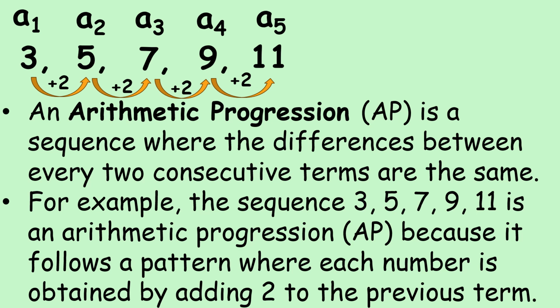Sometimes the difference may be positive, because now we are adding. In some other cases, the common difference might be negative. But provided it is an equal amount, we still have an arithmetic progression. For instance, here we have a common difference of +2. In other cases, we can have a common difference of -2. As long as that pattern is consistent with the sequence, we call it an arithmetic progression.